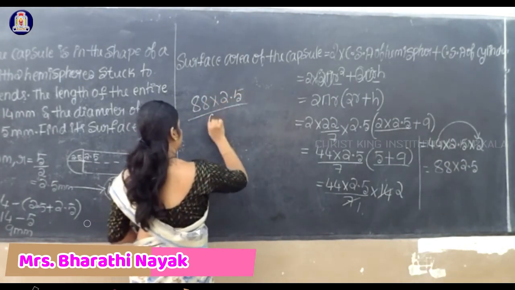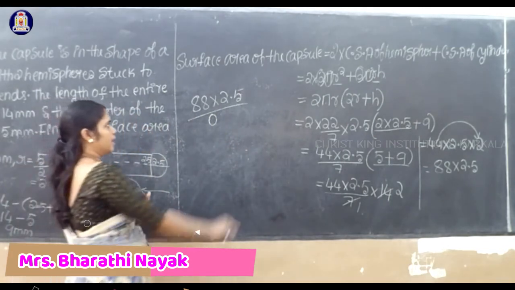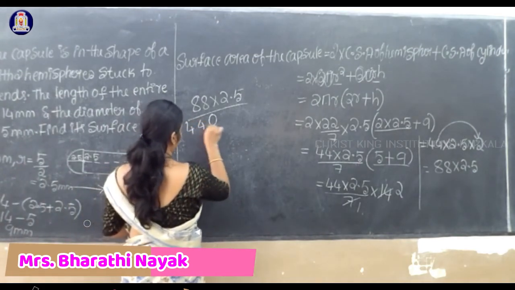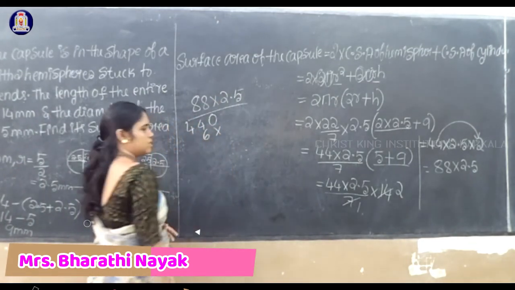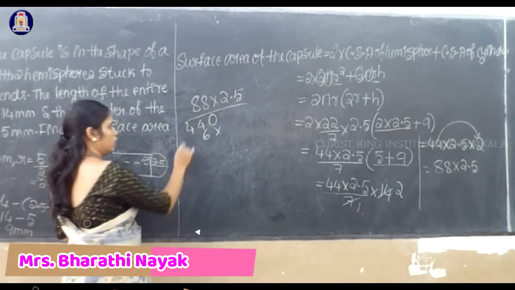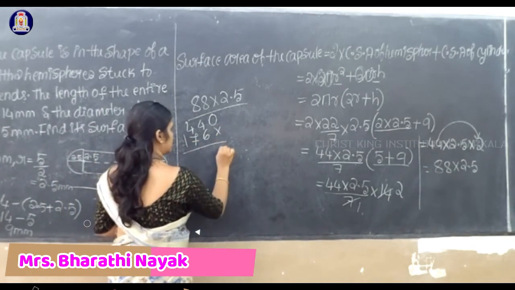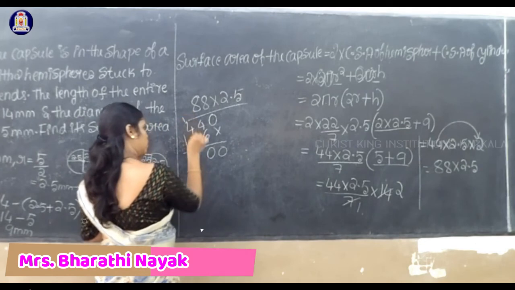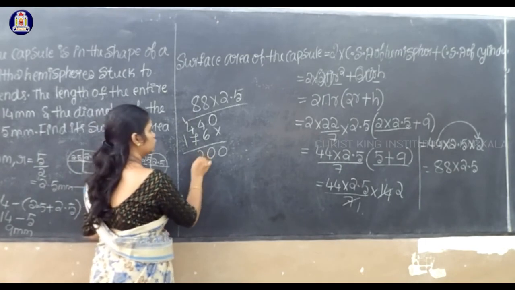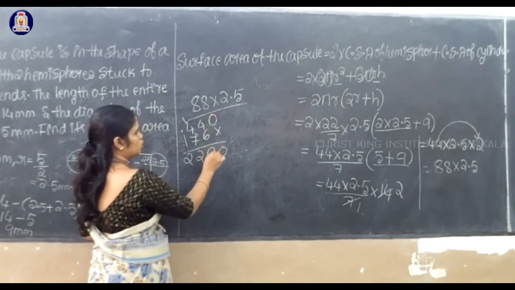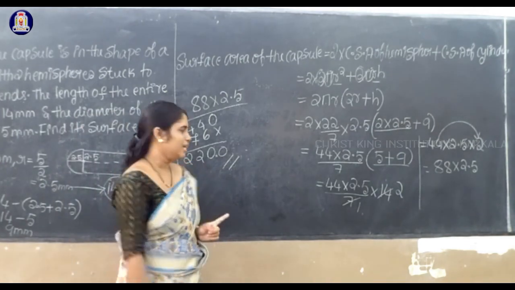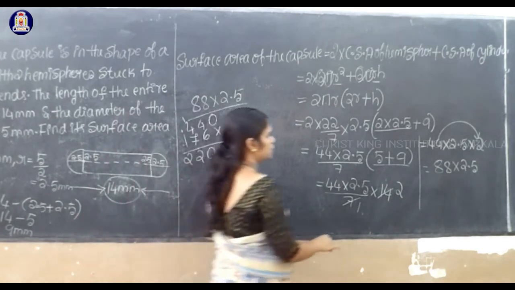Just multiply 88 into 2.5. 8 fives are 40, 4 carry. Again 5 eights are 40, 40 plus 4 equal to 44. Again 2 eights are 16, 1 carry. 2 eights are 16, 16 plus 1 equal to 17. So 0. 6 plus 4 is 10, 1 carry. 7 plus 4 equal to 11, 11 plus 1 equal to 12, 1 carry, 2. So the answer is 220.0, which is nothing but 220.